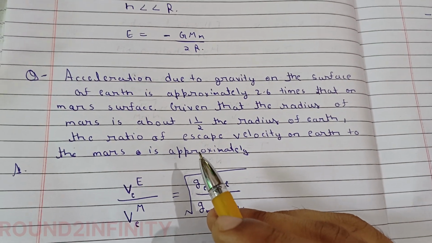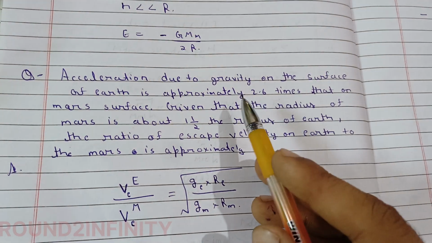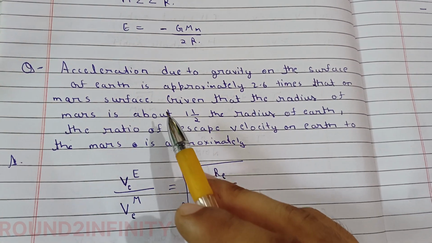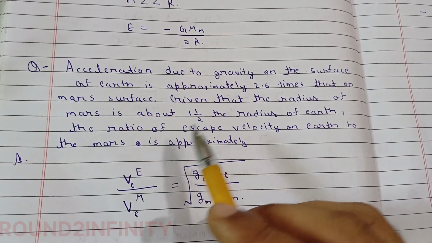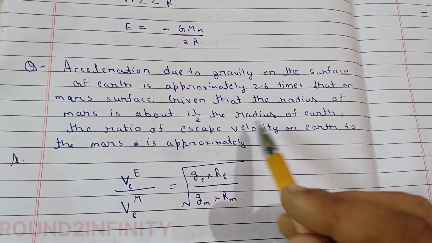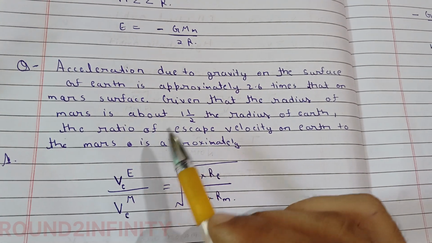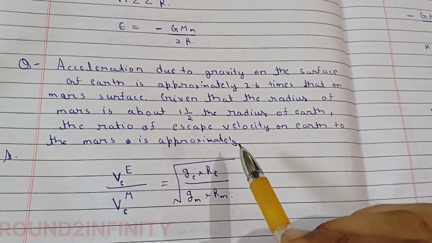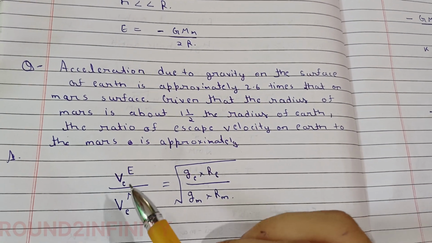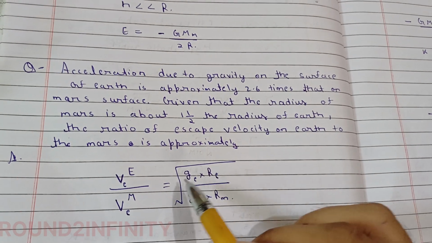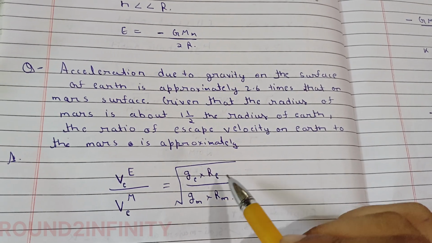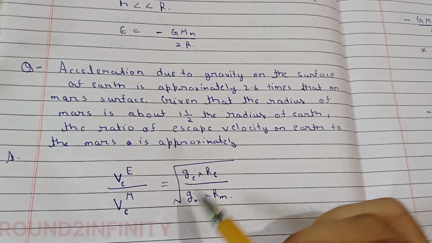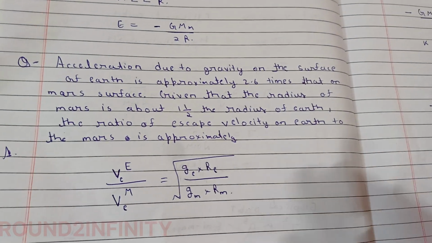The acceleration due to gravity on the surface of Earth is approximately 2.6 times that on the Mars surface. Given that the radius of Mars is about 1/2 the radius of Earth, the ratio of escape velocity on Earth to Mars is approximately? We know the escape velocity is under root 2Rg, so 2 will cancel out, and this will be your formula for g. So you have this ratio also and this also. Just substitute the values and get the answer. This is very easy.